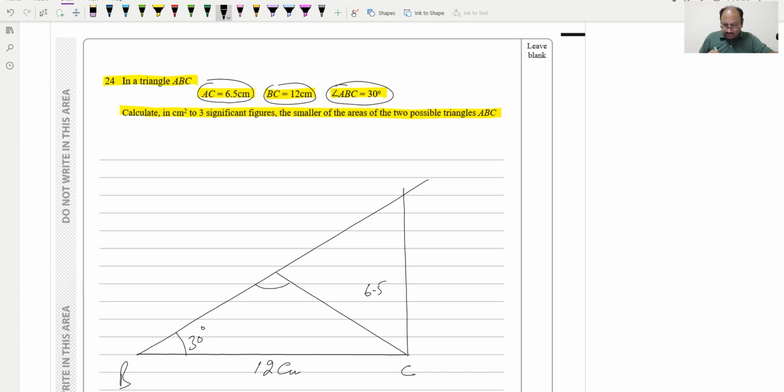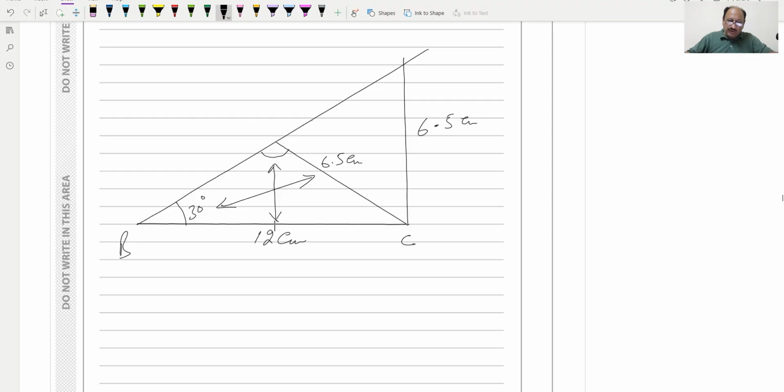If I label, this is 12 centimeter, and this is 6.5 centimeters, and this is also 6.5 centimeters. Now what we will do, we can find this angle first. Which angle? This angle we can find. We can take opposite sides, this one and this one. So these opposite sides we can take, and we will apply sine rule, and we will find this.